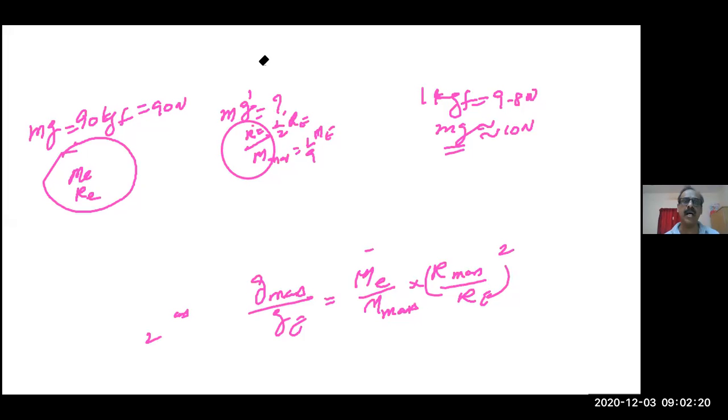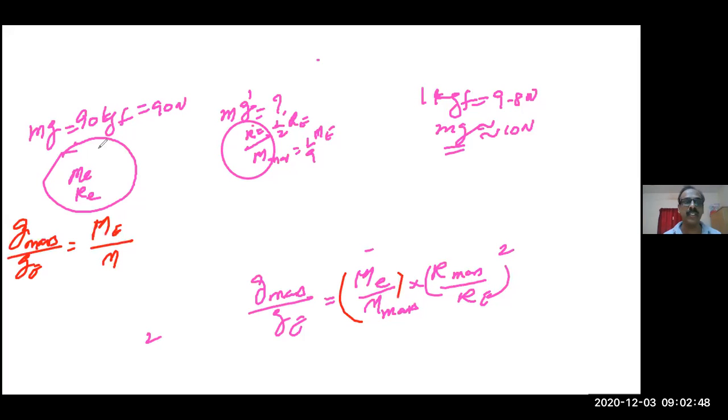Formula g for Mars, then g for Earth, then we are dividing that. Then the capital G cancelled. Now we are getting here, g of Mars divided by g of Earth is equal to M of Earth divided by M of Mars into R of Mars by R_E squared.